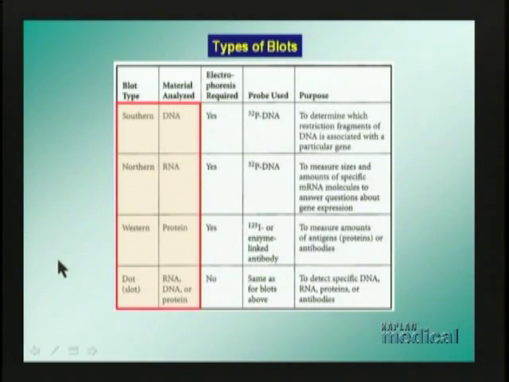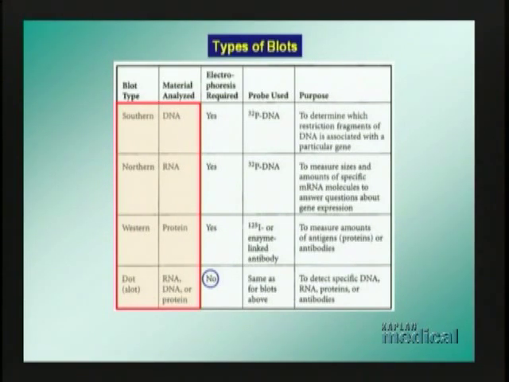Now, an up-and-coming blot that's used in your profession is the dot blot, and the dot blot is used to analyze DNA, RNA, or protein. But the big difference between a dot blot versus Southern, Northern, and Western blots is right here. There is no electrophoresis required to analyze DNA, RNA, or a particular protein. Now, in medical genetics, you'll be talking about dot blots in much greater detail, so we will not do it here in Chapter 7. That will be discussed in medical genetics.